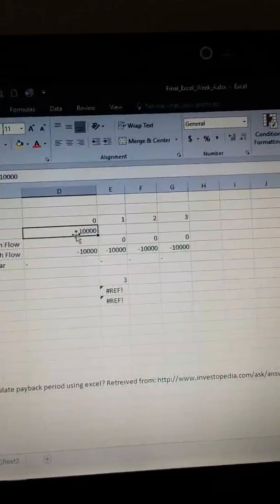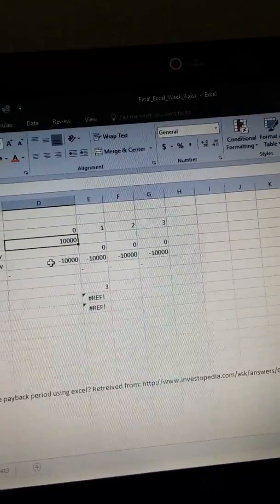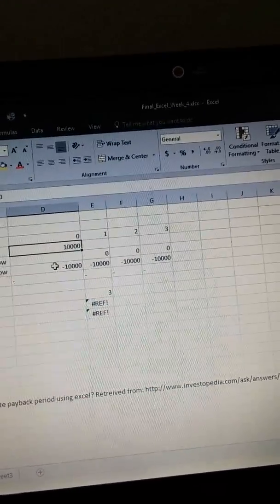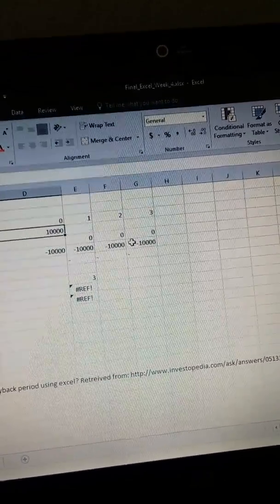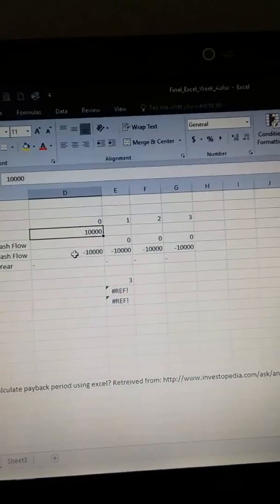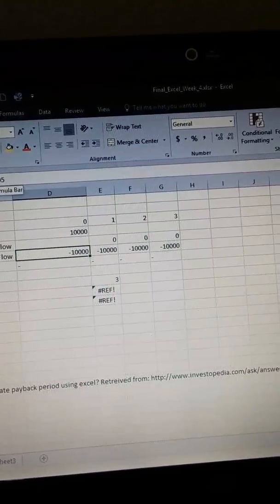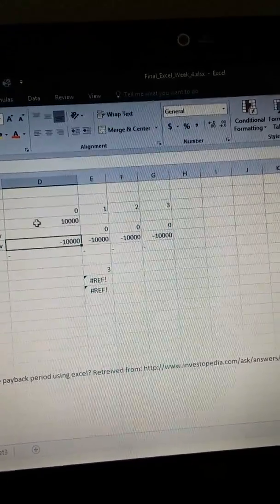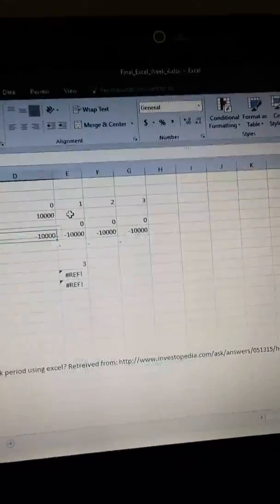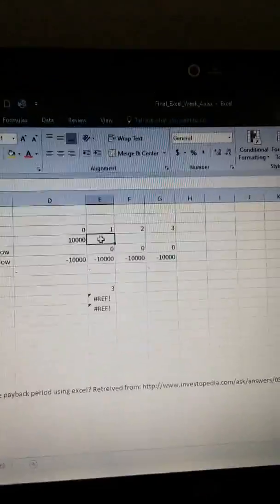But that would give us the wrong answer. So we're going to take the negative off so that we can see that our cumulative cash flows at this point are minus 10,000. And you just simply do that by making your cumulative cash flow here be equal to minus D5, whatever's entered in there. So then we go over here to our first year. And in our first year, we have 5,000.